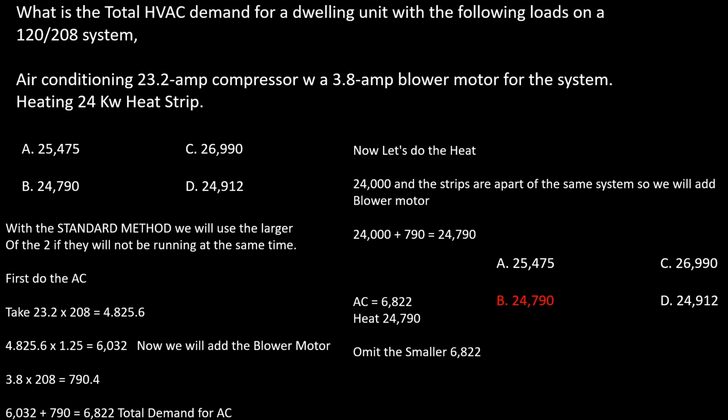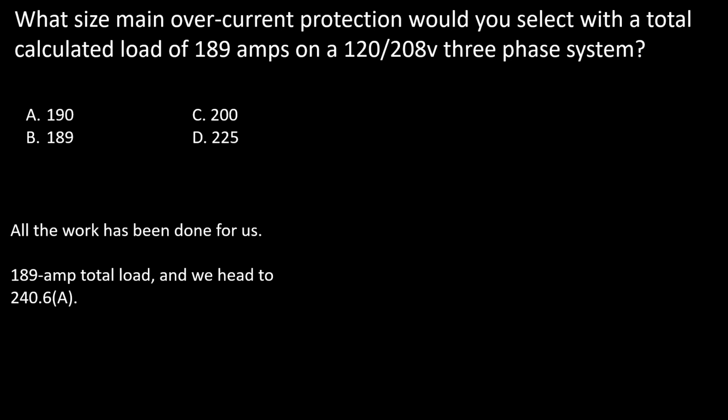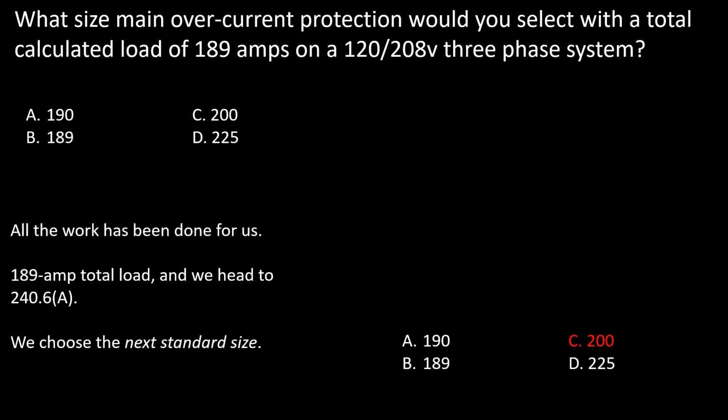Let's get to it. What size main overcurrent protection would you select with a total calculated load of 189 amps on a 120/208 three-phase system? In this case, all the hard work has been done for us. It is three-phase, so you would think you might have to multiply by 1.732, but in this case, we already have the amperage. So if the amperage is already known, there's no additional multiplication needed. We're going to take our 189 amp load, head to 240.6A, and select the next standard size, which is a 200.